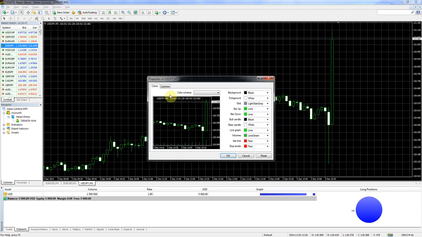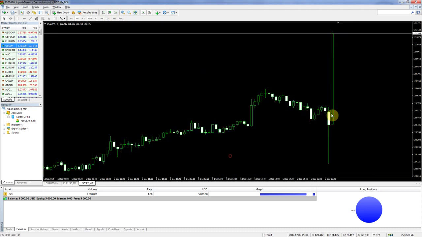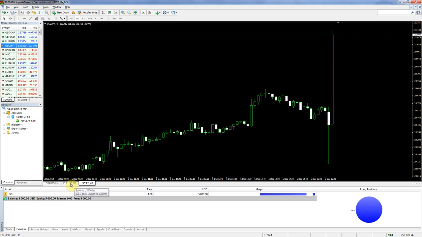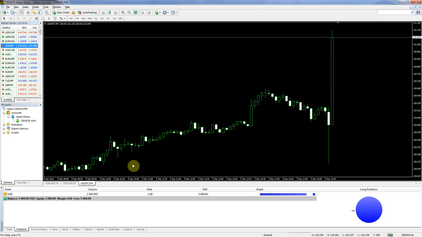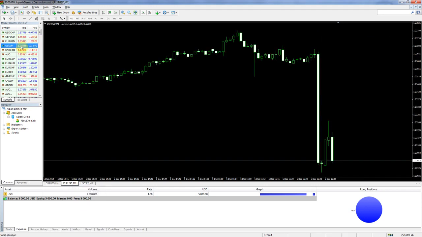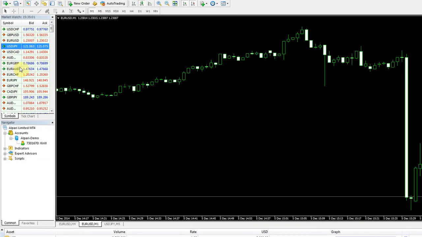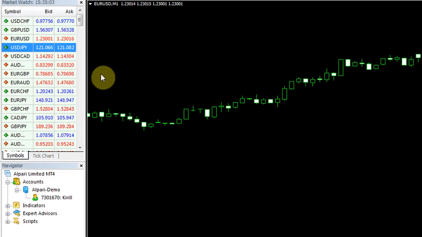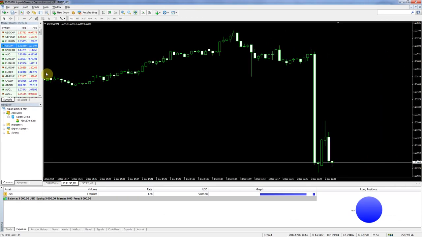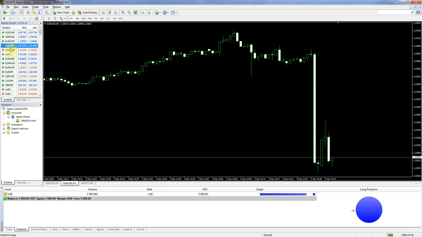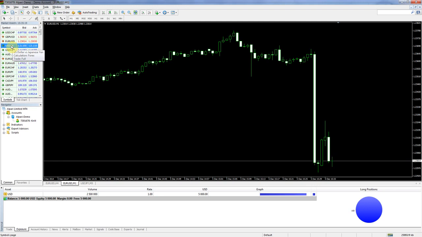Let me just get rid of this grid. A massive boost in the dollar yen going up. Euro dollar still going down. Let's look at another one. As you can see, the markets are going crazy. If you look at the market watch on the left, prices are changing very rapidly. That's also because the US markets have just opened up, and this news came out at the same time. So lots of factors coming in together on a Friday.